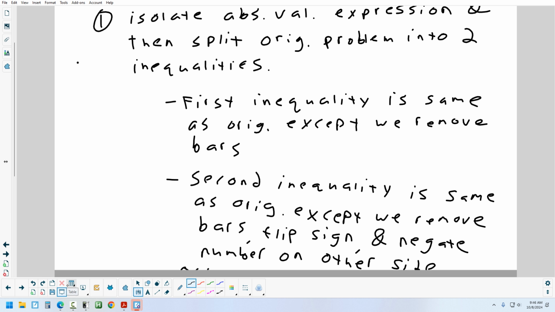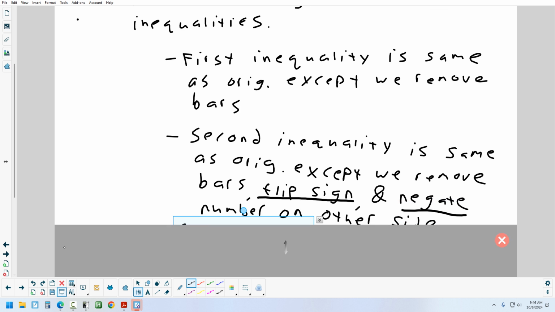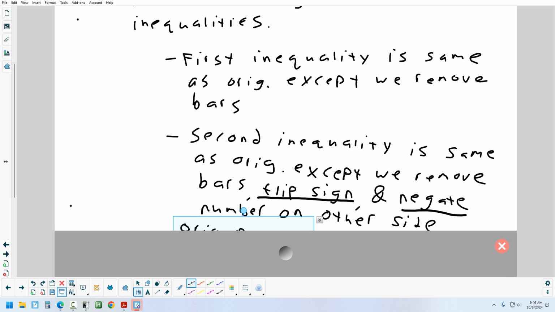And that's pretty much what you have to do today. You're going to get rid of the bars. You're going to change the sign of the number that's on the other side. But that's the extra step. You also have to flip the sign. So for the second inequality, you do 3 things. Get rid of the bars, flip the sign, and change the number on the other side to its opposite.